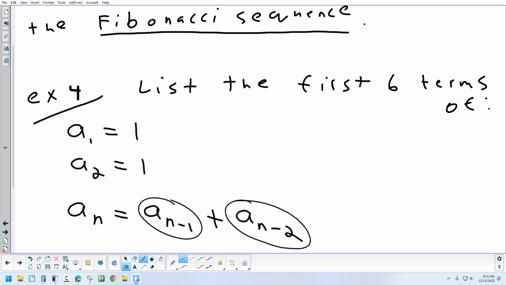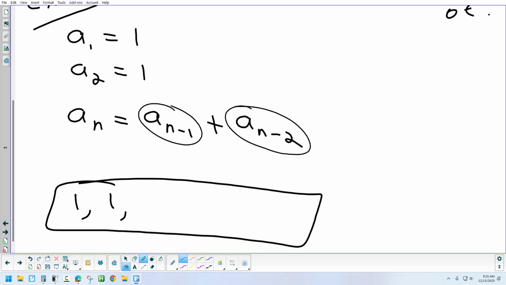Okay, so what this pattern is basically saying is to find any term in the sequence, take the previous 2 terms and add them together. This is not an easy formula to find an explicit version of. Okay, this one is pretty hard. Okay, so we got our first 2 terms, 1 and 1.